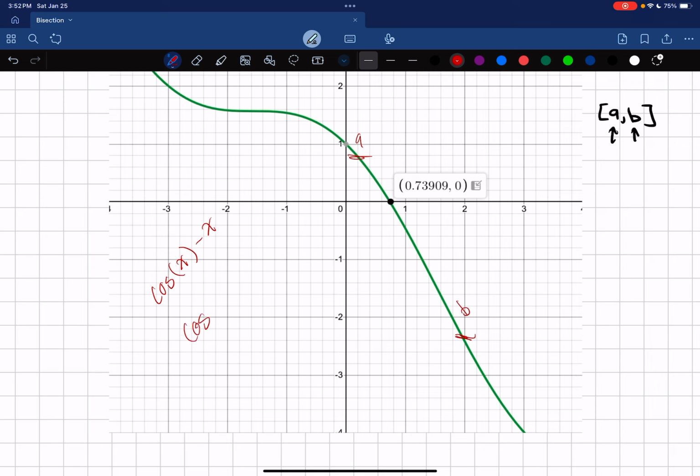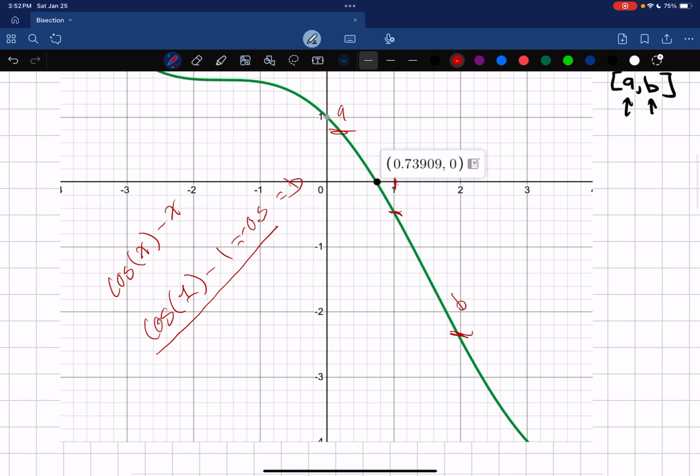So I'll do cos 1, cos at 1 minus 1, and I'll see what this gives me. Now obviously we know cos at 1 will give me something like 0.5 negative. So I know now I have one negative answer, so let's say that's my B.